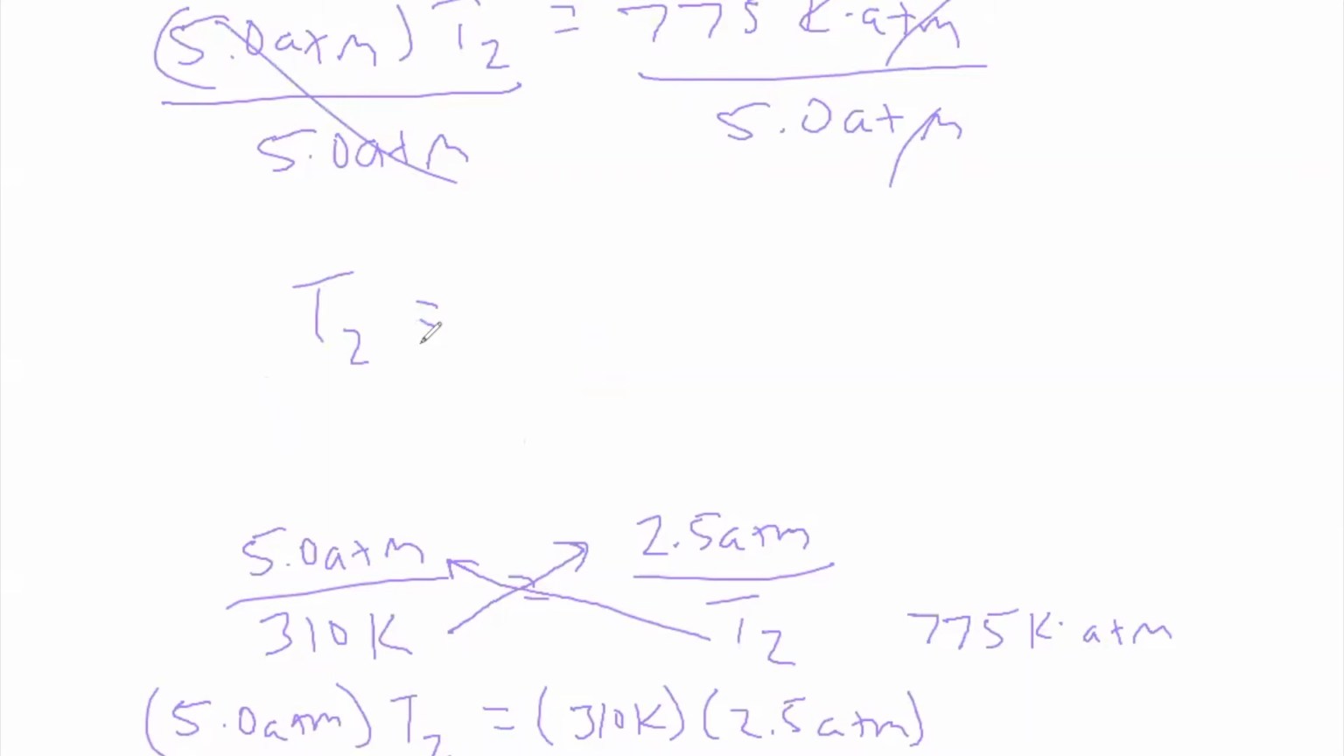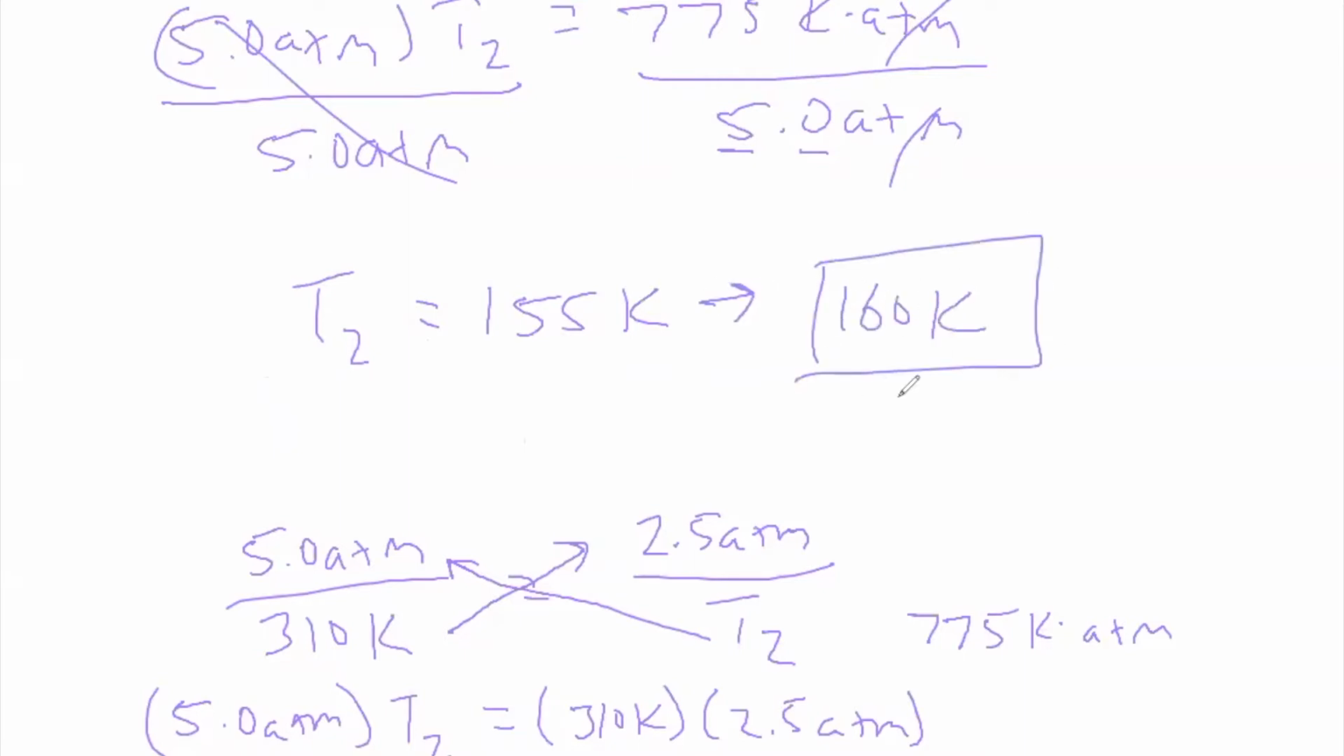So we do 775 divided by 5. That would give us 155 Kelvin. Now with sig figs, we're only given 2 sig figs here. And so our answer has to have 2 as well. So we're going to actually round this up to 160 Kelvin for the answer. Anything else you want me to go over today?